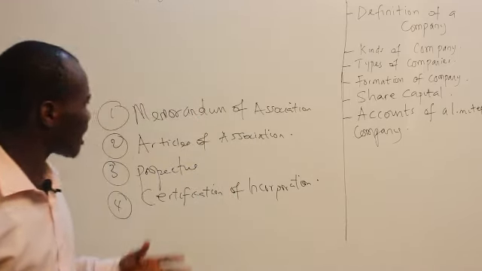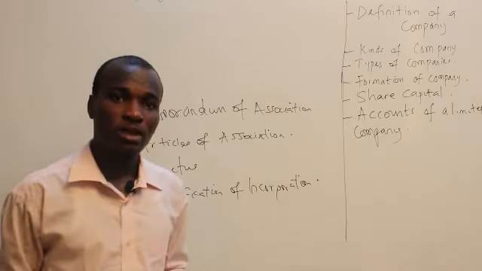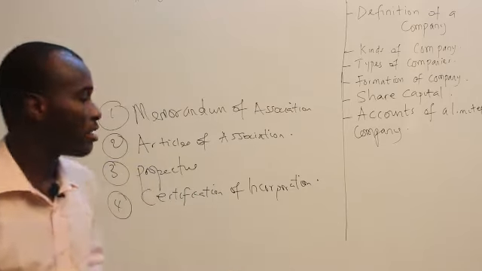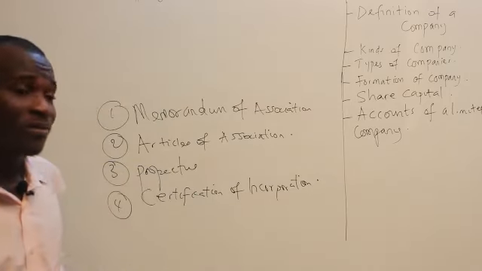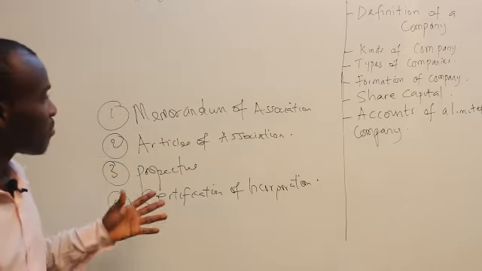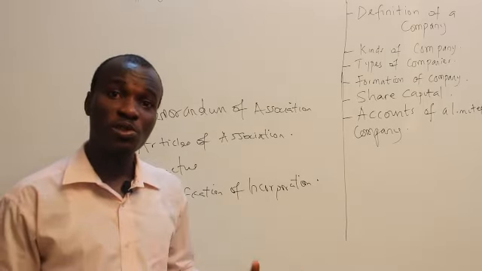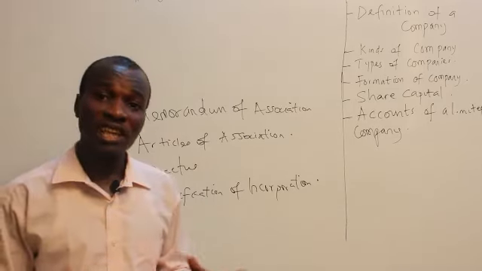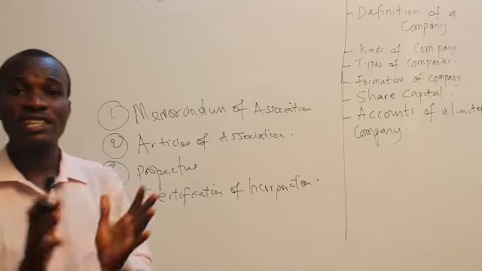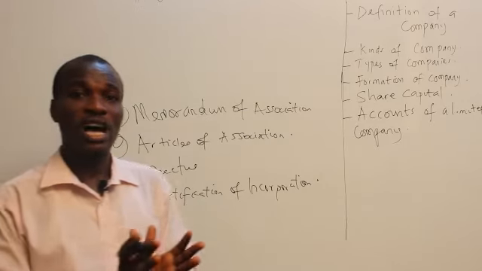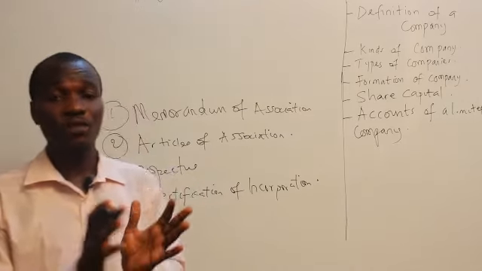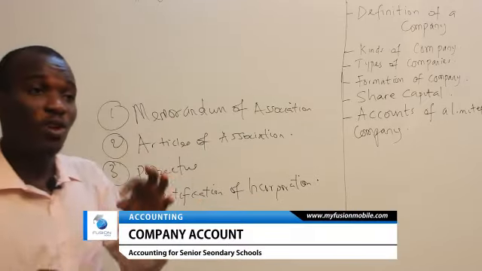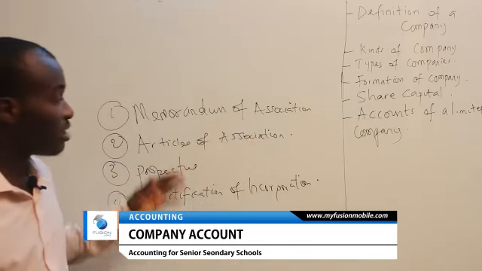So let's talk about that briefly. We have a lot of things contained in the memorandum of association, so I will advise you to read more about that. So we have the articles of association. In as much as the memorandum of association gives the responsibility of the company with the outside world, the articles of association deal with the internal relationship of the company. It helps to regulate how the company is being run and the management of the company. So this one shows the internal relationship, while the memorandum shows the external relationship of the company with the outside world.